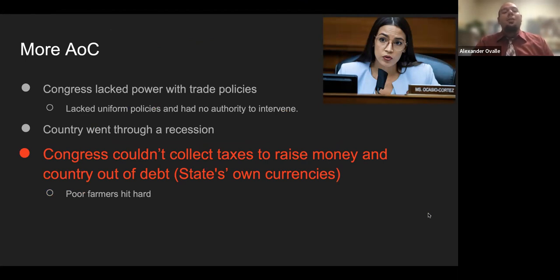The country is going to go through a recession in the early 1780s, shortly after becoming a new country. Congress couldn't collect taxes to raise money and get the country out of debt. They had to use the states' own currencies, which weren't equal. And that's going to hit poor farmers real bad.